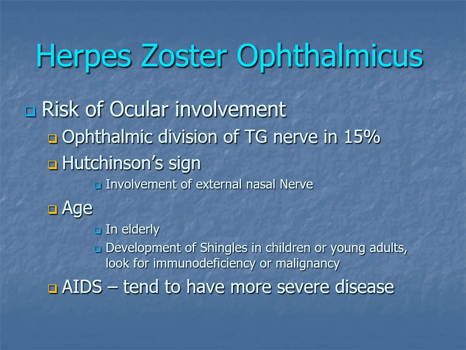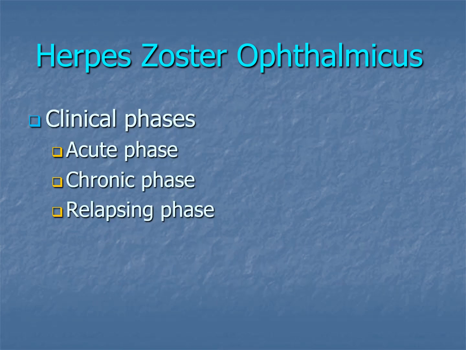As far as the age of the patient is concerned, it is a disease of the elderly, in the 6th to 7th decades. Whenever you find shingles in children or young adults, you always look for immunodeficiency or malignancy or any other cause which affects the immunity of the patient. And patients with AIDS have more severe disease. There are 3 phases of herpes zoster ophthalmicus: acute phase, chronic phase, and relapsing phase.